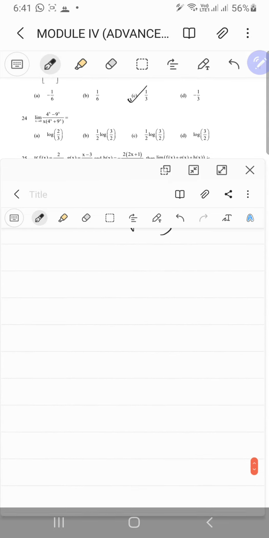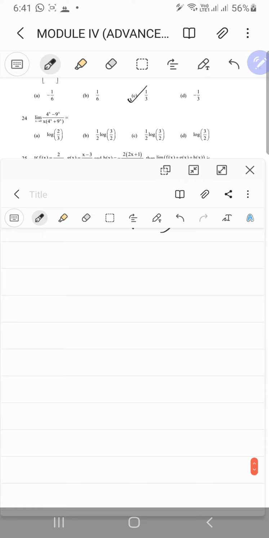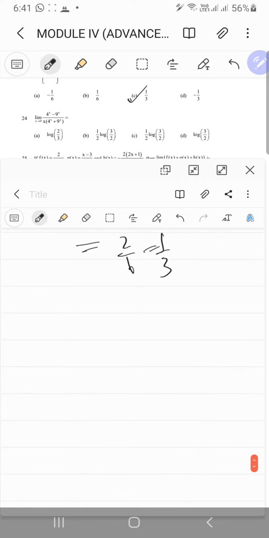4 power x minus 9 power x upon x into 4 power x plus 9 power x. Oh, okay. And x approaches 0. So 4 plus 9 is 13. That was easy. Right, so just, I think I know. Wait, you have that x over there, but that's not nice. So what should we do? Take a derivative? Yeah, that will work.